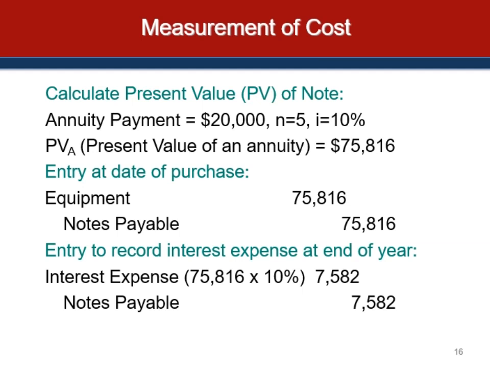So in the first year, we would have $75,816 times 10%, assuming, of course, that we bought it on the first day of the year. So $7,582, or $7,581.60 if you're being picky, would be the interest expense, and the notes payable would go up by that amount. And then when you made the payment, of course, the notes payable would go down.